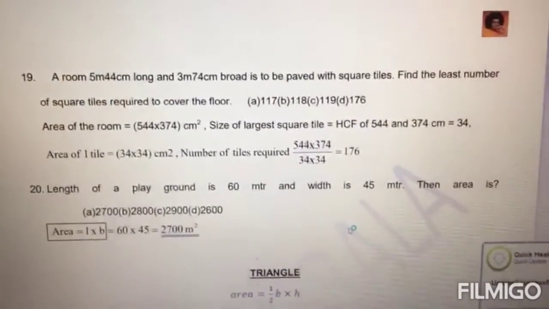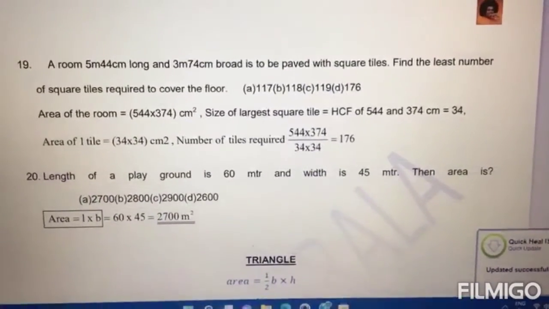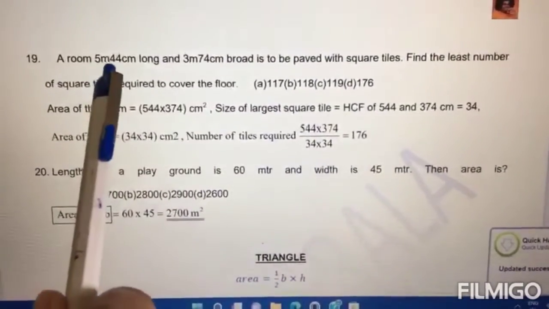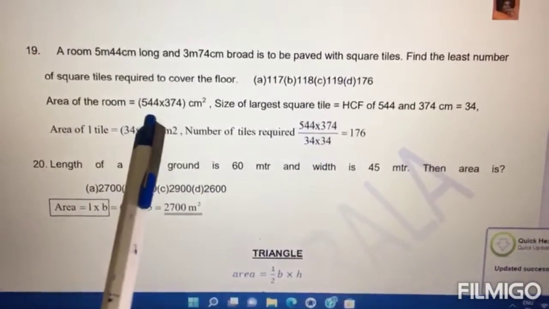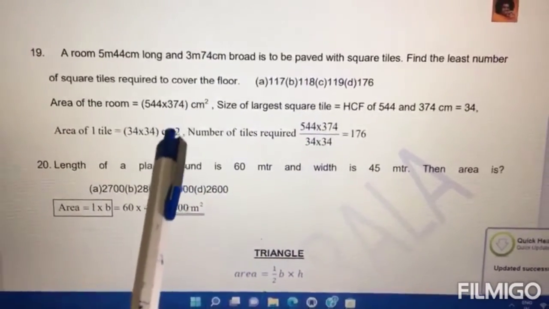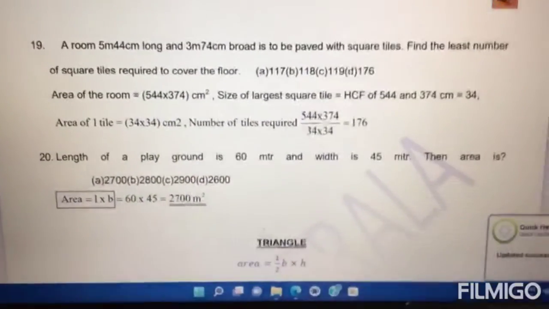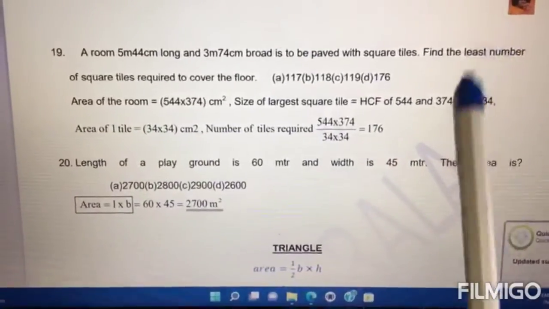Therefore, 5 meters will be equal to 500 centimeters. So this can be written as 500 centimeters plus 44 centimeters, which is 544 centimeters. And similarly, the width would be 374 centimeters. This is the area of the room. Find the HCF, or the highest common factor, which is 34.